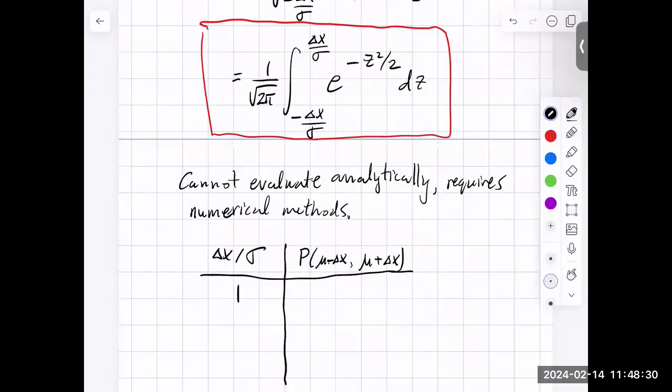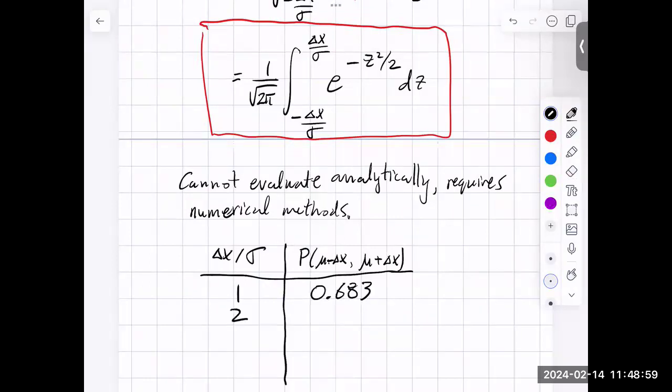Okay, delta x over sigma, and P of mu minus delta x to mu plus delta x. So if we put in delta x over sigma equal to 1, that's like saying delta x is sigma. So what's the probability of finding the result between mu minus sigma and mu plus sigma, or within 1 standard deviation of the mean? Does anybody know? What does that probability work out to be? Yeah, it's 68%.